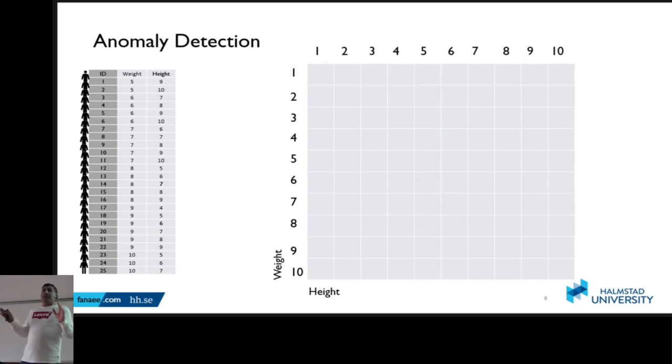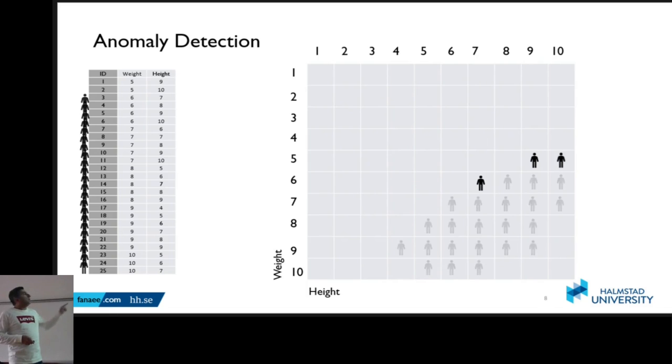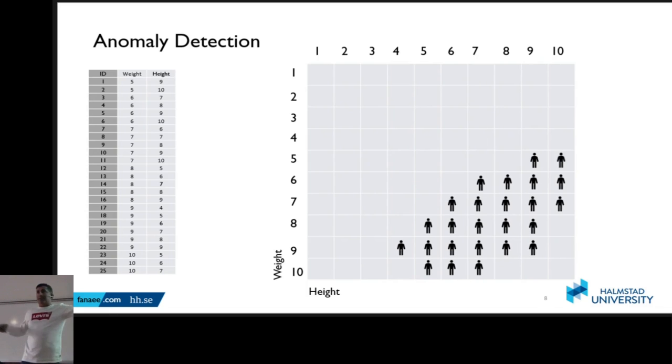Now, I want to define anomaly detection. But before defining anomaly detection, I want to create a toy data set. Let's imagine that I measure the height and weight of 25 adults, and then I put them inside this plot, on a scale of 1 to 10, to make a simpler example. So this guy with a weight of 5 and height 9 goes to this point. This guy goes to 5 and 10. This guy goes to this point. And if we do this for the rest, we have a data set like this.